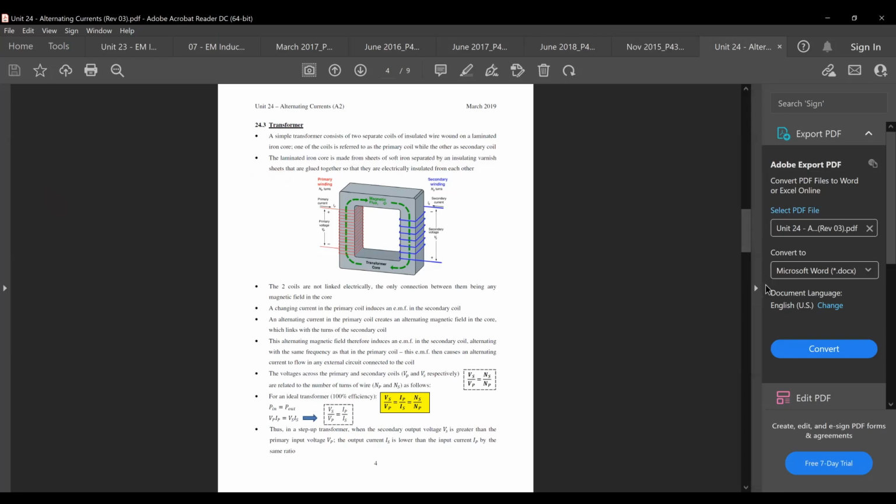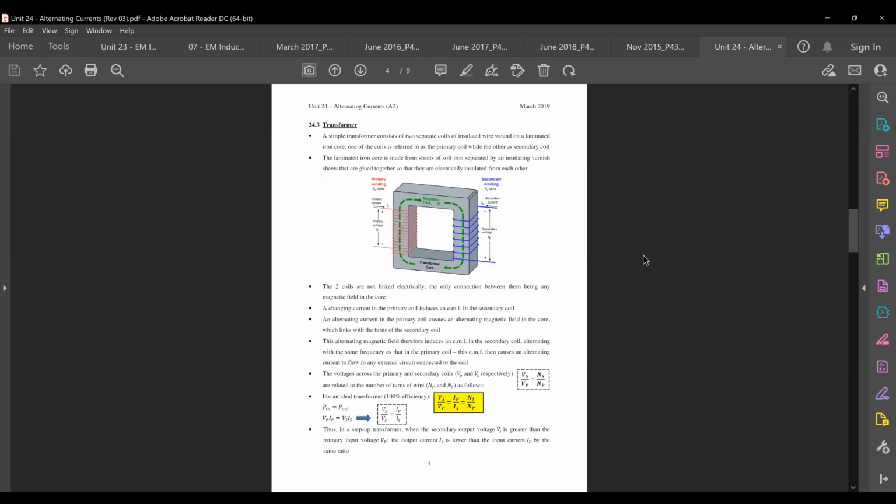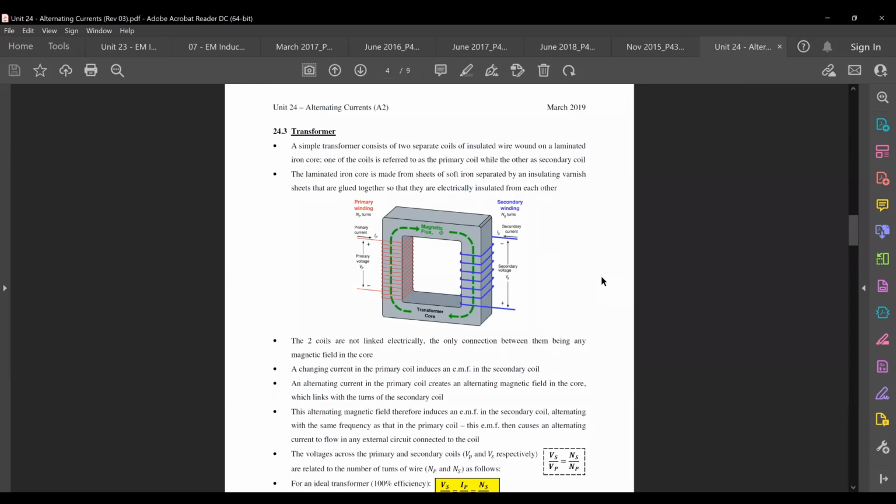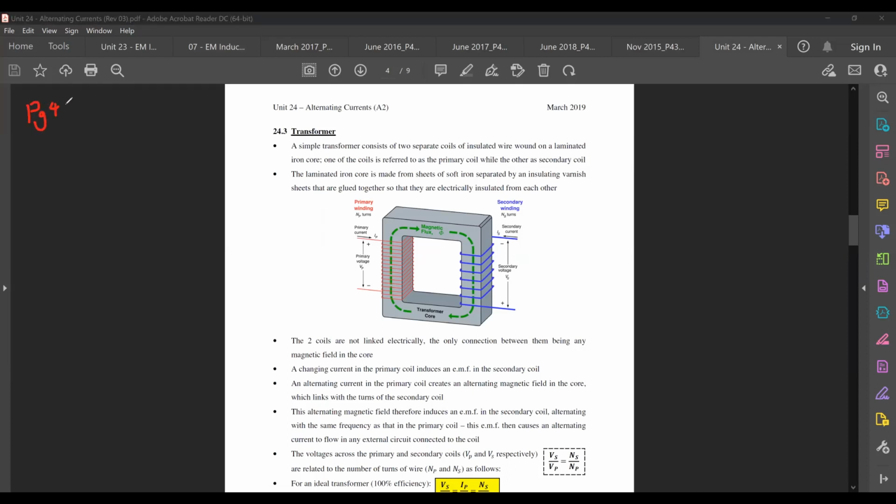Do you have your AC circuit notes with you? Yes, I do. Let's have a look at your AC circuit notes, page 4. I'm jumping into AC circuits already, one specific part. Page 4 of your notes for AC circuits. Right, so you have the notes, right? Yes. Okay, so I will just explain to you briefly the workings of a transformer.